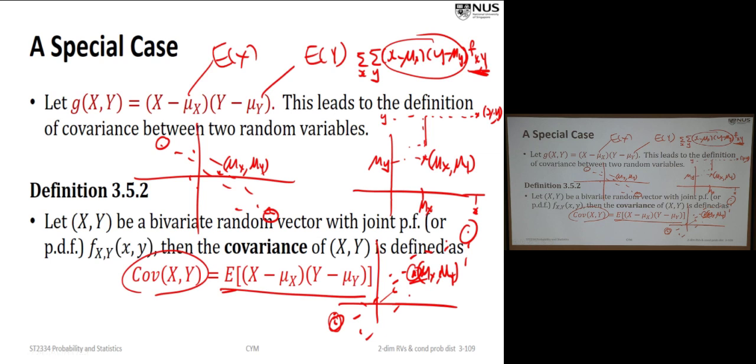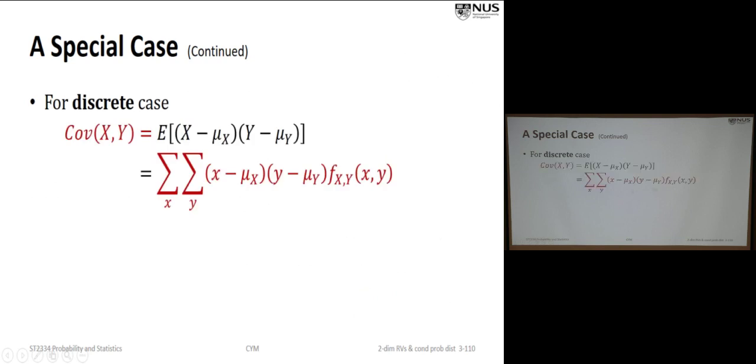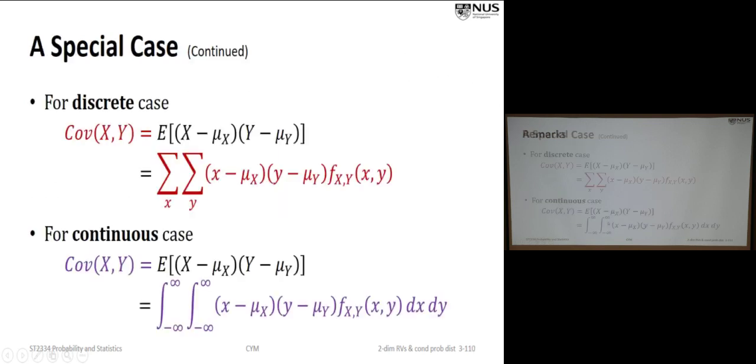All right. So basically, to summarize, this quantity measures how x and y behave. So if they go in the same direction, then this covariance or this expectation should be big, a positive number. If they go in different directions, then this covariance will be negative. All right? For the discrete case, it's equal to this. For the continuous case, you have to do the integration.